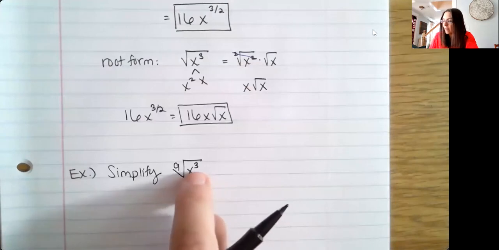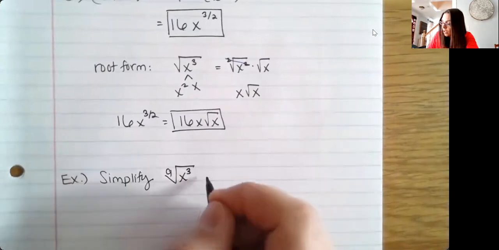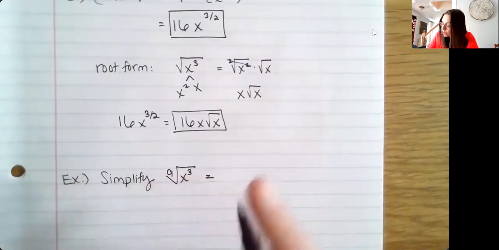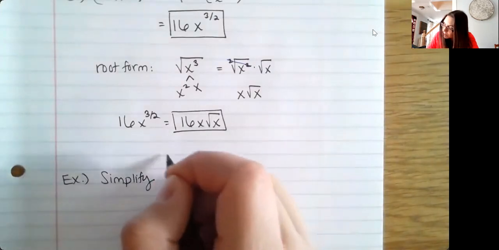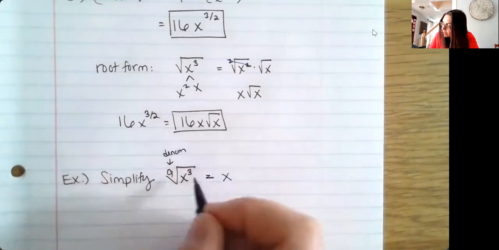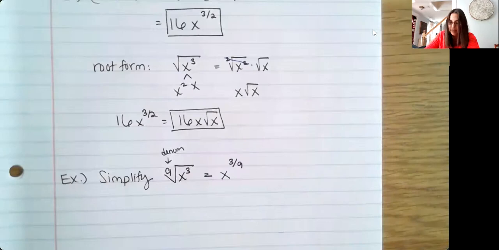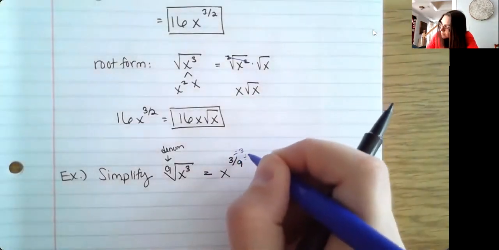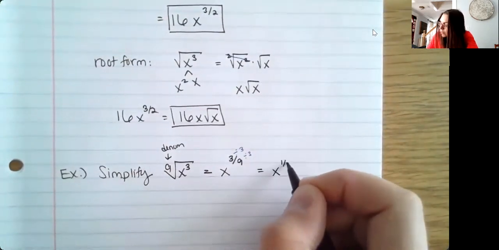Here I don't have enough, I have a 3, but another way to do this is to change it over to the exponential form. So if I go backwards, my denominator would be 9, right? That root is going to be your denominator. And then that 3 is going to be my power. So it's 3 over 9. And now you know how to work with a fraction. We can divide these both by 3, and we have x to the 1/3.